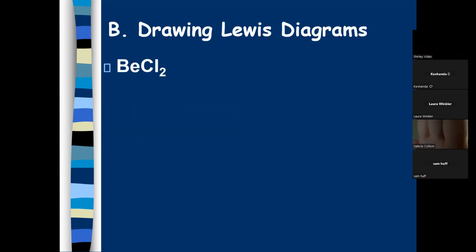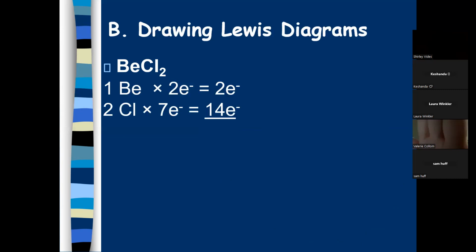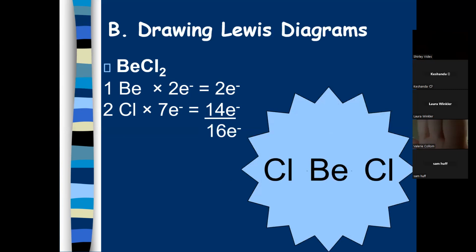So we have beryllium chloride. Do the same math. Beryllium is in group 2, 2 electrons. Chlorine is in group 7 times 2, 14 electrons. Add them together. Put your beryllium in the middle, make bonds. That's 4 that we just used, right? Subtract those, you get 12. Okay, so 12 electrons is all we have left.